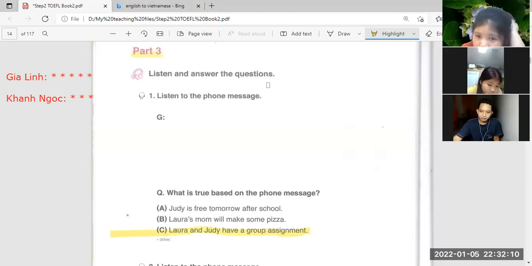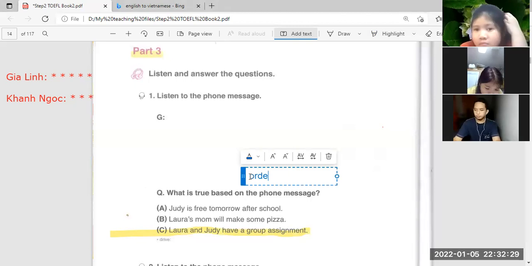Okay, why is B not correct? Didn't they say they would finish the assignment? We can do it at either my place or yours. If you can come over, my mom will order some pizza for us. Okay, my mom will order. Do you know the word order? So my mom will order, not make.